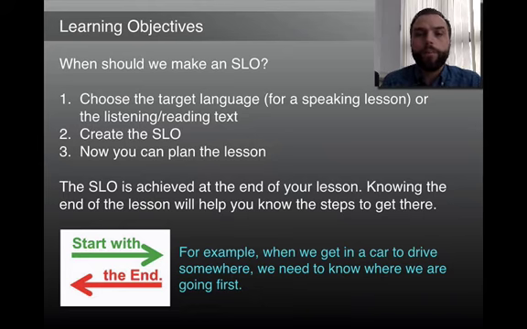And it's important to know the end of the lesson because that will help you to know the steps of how to get there. For example, when you get in a car to drive somewhere, we need to know where we are going first. Okay, we need to know the final destination when we get in the car to be able to plan our journey, to know the steps that we're going to take on our journey. Okay, so that's why it's important when we're lesson planning to choose the target language first and create the objective. Okay, and then we can start planning the steps in our lesson. We can't plan the steps in our lesson without knowing the objective and the target language.